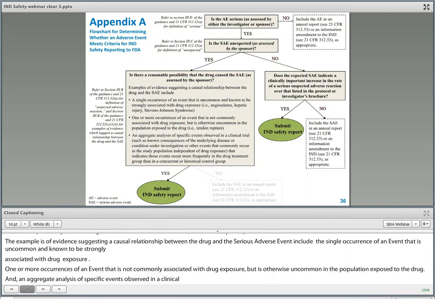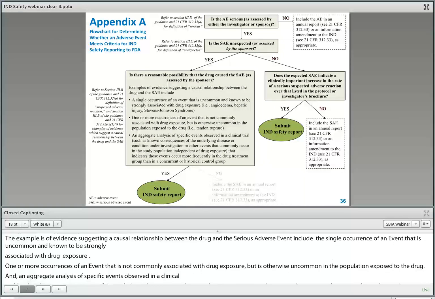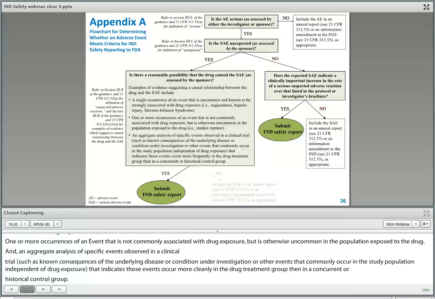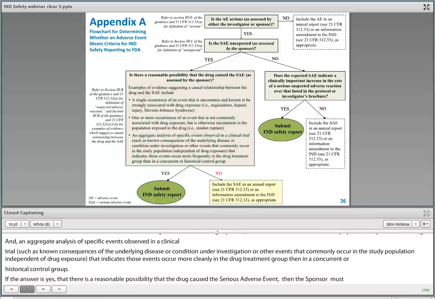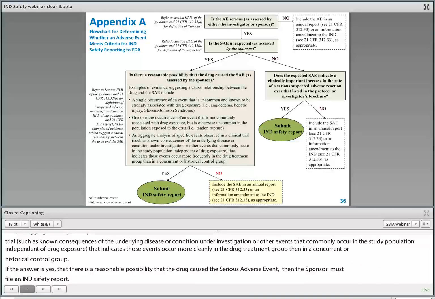If the answer is yes, that there is a reasonable possibility that the drug caused the serious adverse event, then the sponsor must file an IND safety report. If not, then the sponsor must include the serious adverse event in an annual report or an information amendment to the IND as appropriate.